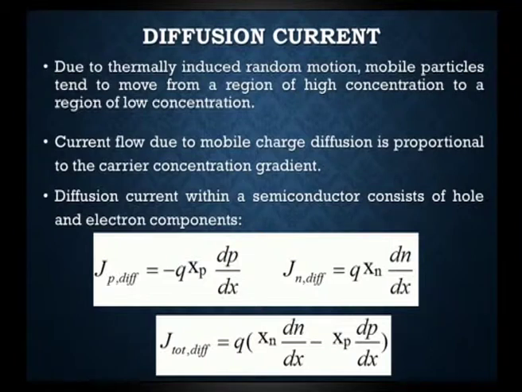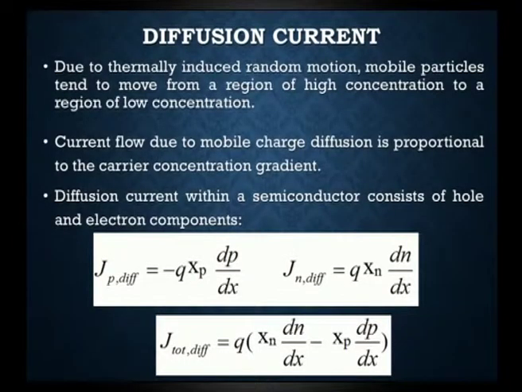Next we move on to diffusion current. A diffusion current is the current formed when an electron moves from one place to another, from n type to p type. The diffusion takes place because of the potential gradient. The potential gradient makes the electron move from higher concentration to lower concentration. Due to this electron movement, there is a possibility of current flow. That current is called diffusion current.